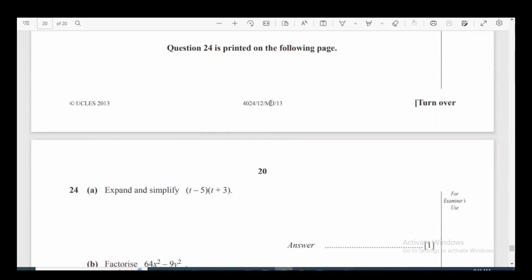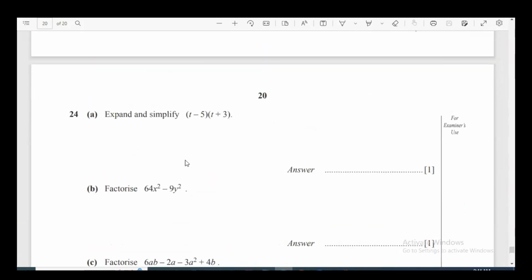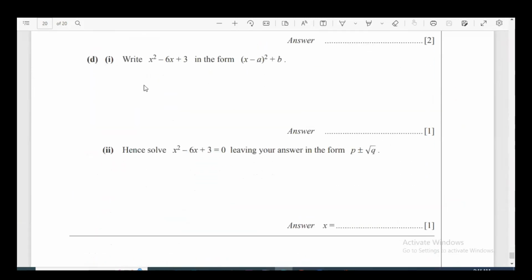And the fourth paper is 4024, paper 1, variant 2, May June 2013, and question number 24, part D. Write x square minus 6x plus 3 in the form x minus a square plus b. I'm going to explain one by one.